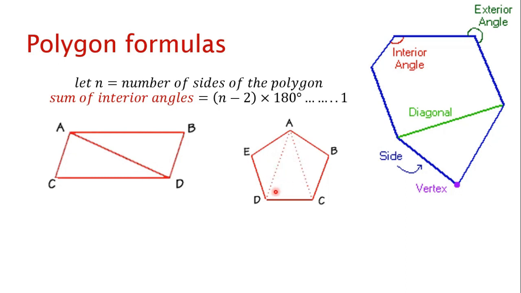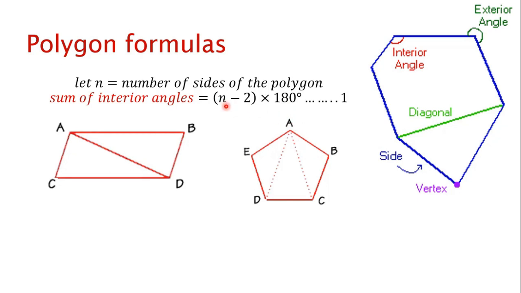Let's look at another example. This is a 5-sided polygon known as a pentagon. We are drawing a diagonal from A to D and then from A to C. So you realize that we are forming 3 triangles here. So a pentagon has 3 triangles, so 3 triangles of 180 degrees each. So if we want to know the sum of interior angles of this pentagon, then we multiply 3 triangles by 180.